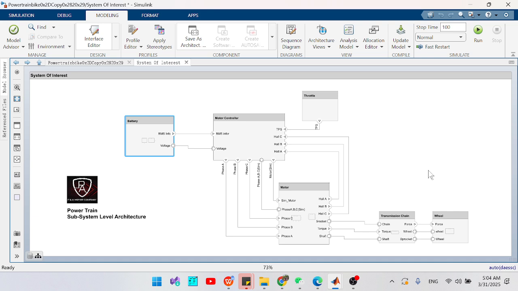We needed to replace the ICE vehicle powertrain with an electric powertrain. Basically, what we did is that we replaced the engine with a motor, and we integrated the battery, and we introduced a motor controller. So that was the project.